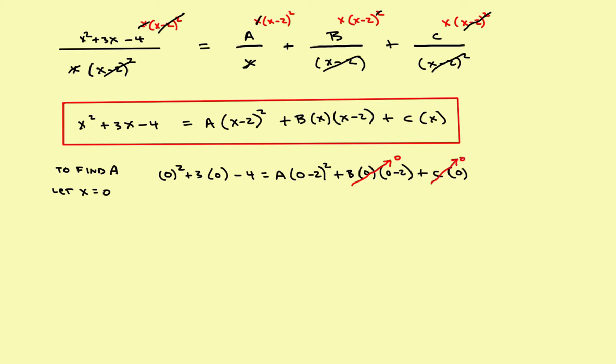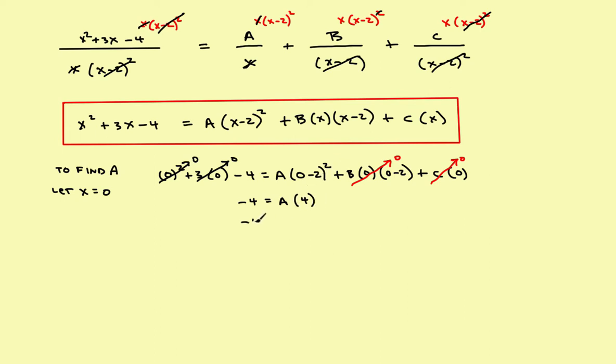And what you're left with is just what the resulting thing is here. And as a matter of fact, while we're at it, this term right here also goes to 0. 0 squared is 0, and this one goes to 0. So this whole thing turns into minus 4 is equal to A. Then 0 minus 2 is negative 2. Negative 2 squared would be 4.